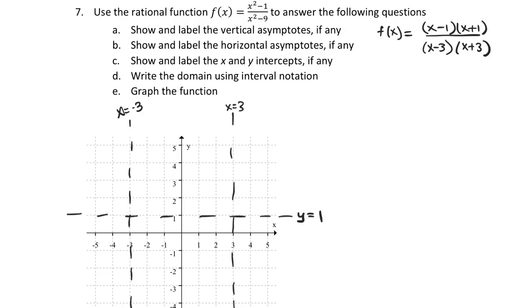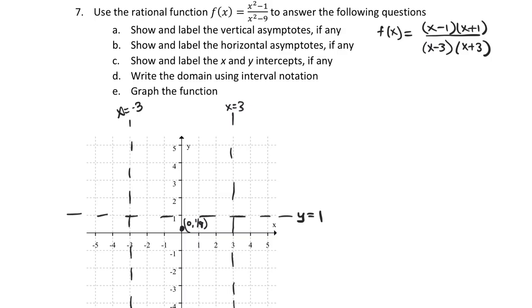For the x and y intercepts, I'm going to find the y-intercept first, and I'm going to go back to the original form. So remember, the y-intercept is when x is equal to 0. So if all the x's are equal to 0, we have negative 1 divided by negative 9, which is 1/9. So 1/9 is right there, 0, 1/9.